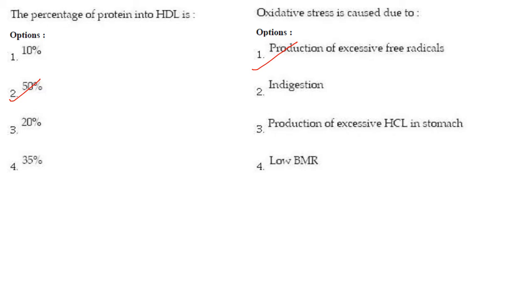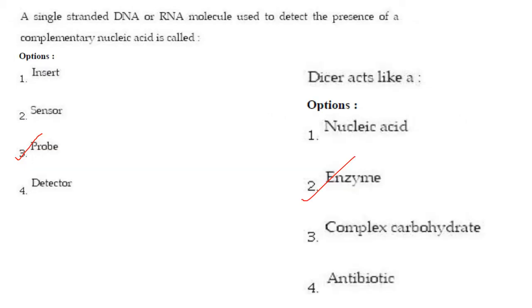Production of excessive free radicals is the answer. Next one, a single-stranded DNA or RNA molecule used to detect the presence of a complementary nucleic acid is called option 1 insert, 2 sensor, 3 probe, 4 detector. Answer is option 3 probe.